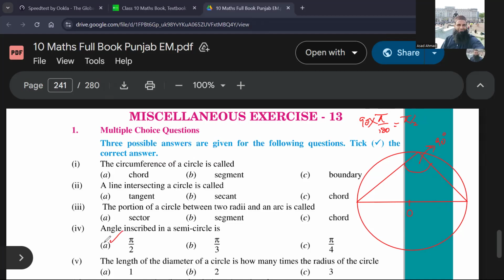The length of a diameter of a circle is how many times the radius of the circle. The length of the diameter of a circle is 2 times the radius of the circle.